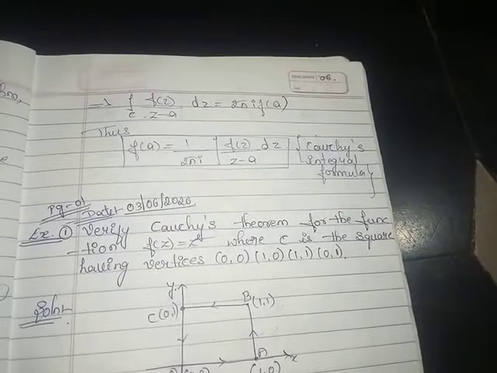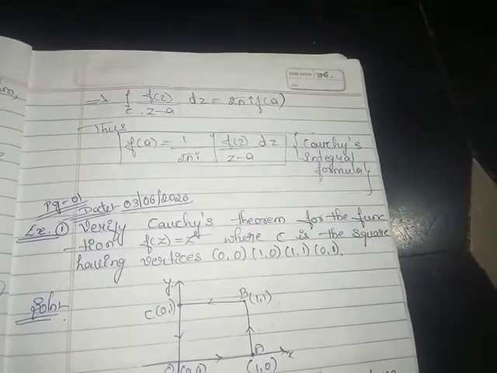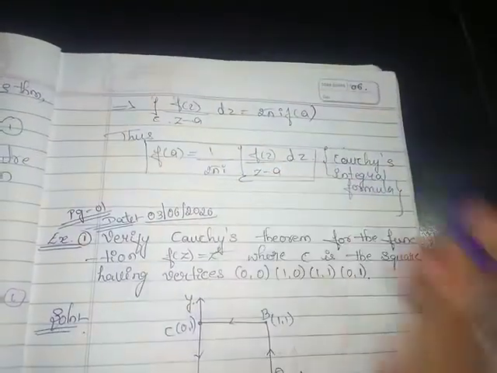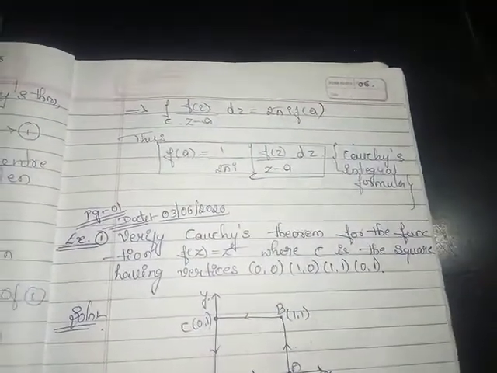Thus f of A is equal to 1 divided by 2 pi i into integration over C f of z divided by z minus A into dz. This is the proof.